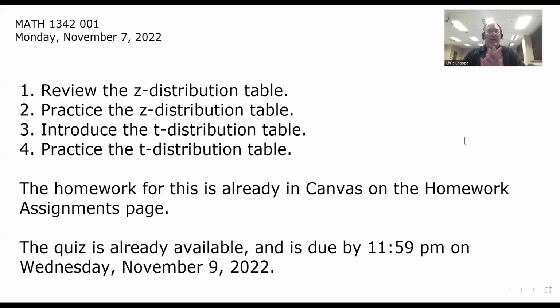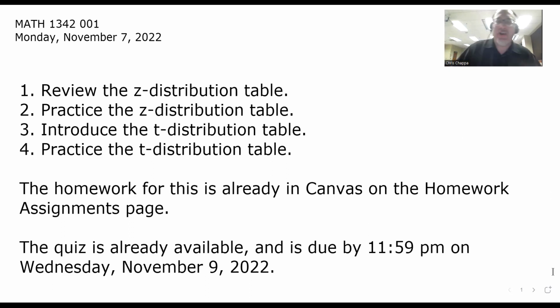All right, so this is Format 1342, Section 001 for Monday, November 7th, 2022. I have 4 goals in this video. Number 1, review the z-distribution table that we talked about last Wednesday. Number 2, practice using the z-distribution table, which we did quite a bit last Wednesday. And speaking of last Wednesday, I am aware that the notes have not yet been scanned and uploaded. I'm going to try to get that taken care of as soon as possible. Number 3, introduce the t-distribution table. And number 4, practice the t-distribution table.